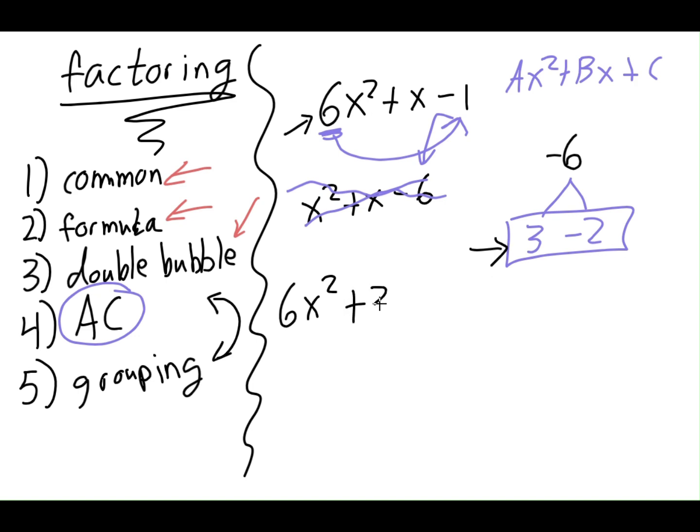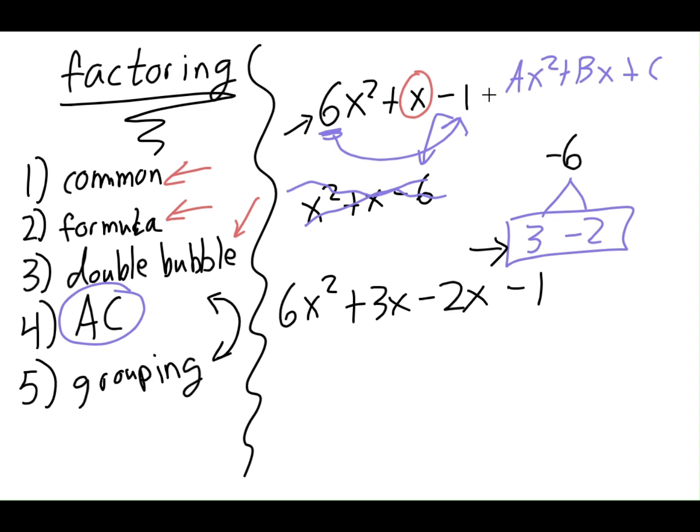So let's do that. We have 3x minus 2x. We broke it up in a very specific way to make this work, minus 1. We just replaced this x with 3x minus 2x. And we know that'll work because, hey, we looked for two numbers that make that work.